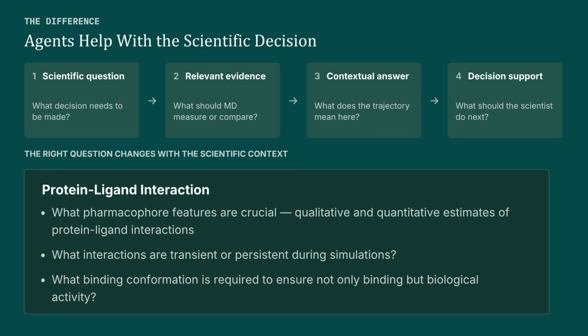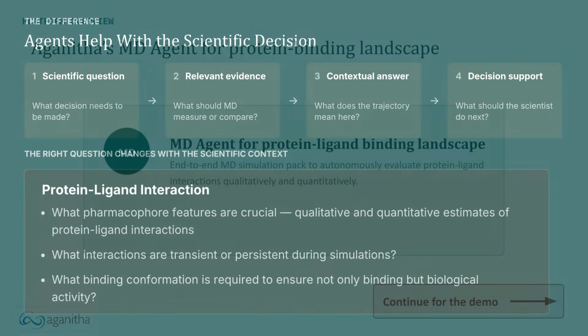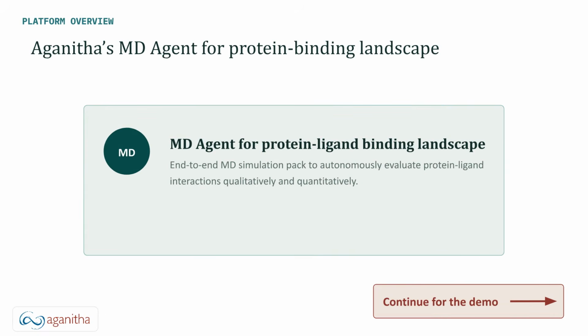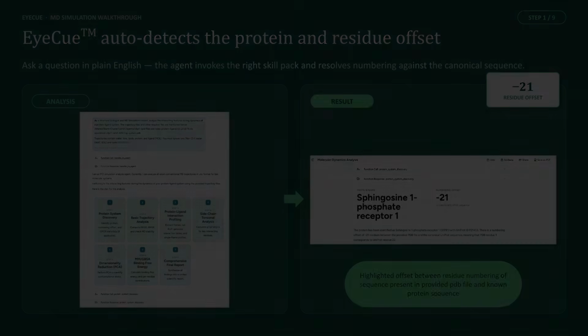For example, what is the correct pharmacophore feature crucial for quantitative and qualitative estimate of protein ligand interactions? What interactions are transient and what are persistent throughout the trajectories? And what is the right conformation of your target of interest when a drug molecule is binding? Is it even relevant for the biological activity? Let's continue with the demo.